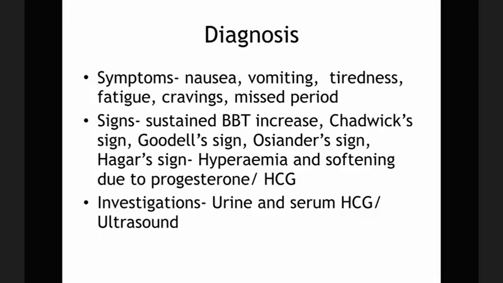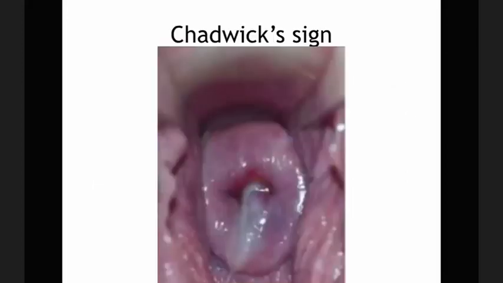Okay, there are signs called Chadwick's sign, Goodell's sign, Osiander's sign, Hegar's sign. All these signs are there. I'll show you the four signs just to know these things. There are a few signs you should know. These are good to know stuff. In good old days, they used to do these tests to diagnose.